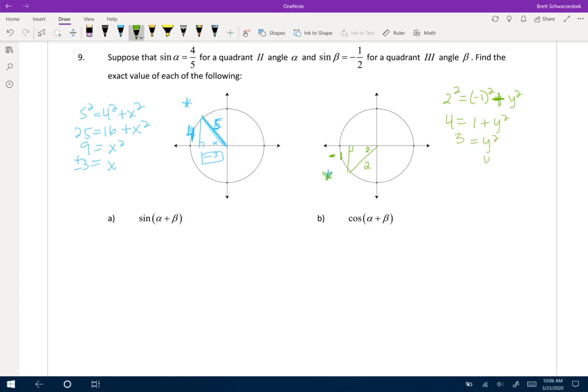Y is equal to plus or minus √3. So we look over this again and say, well, what is the top side of this have to be? It has to be -√3. Okay, so the beginning of the problem has nothing to do with what we need to find.